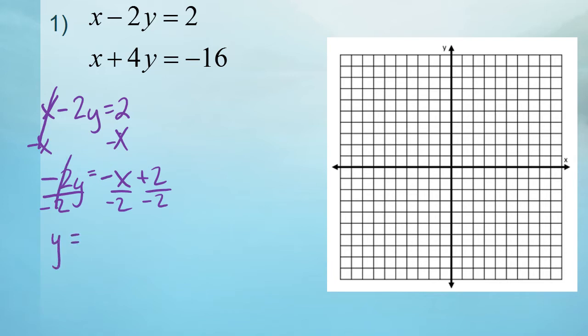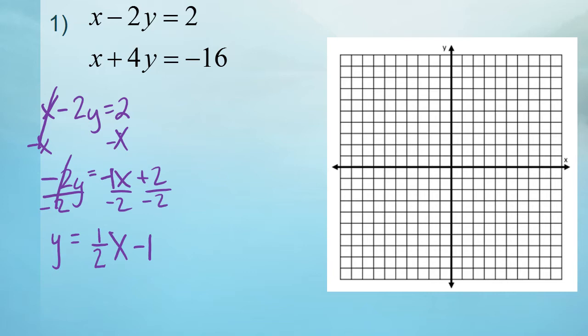Be careful, technically there's a 1 in front of this x. Does 1 over 2 reduce? It doesn't, so I'm stuck with 1/2, but a negative over a negative does become a positive. Then I have a positive 2 divided by a negative 2, which leaves me with a negative 1.